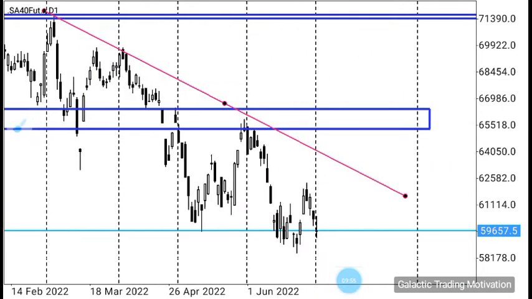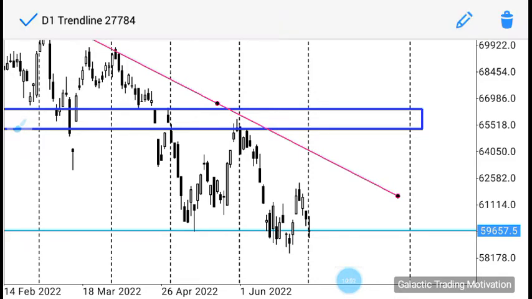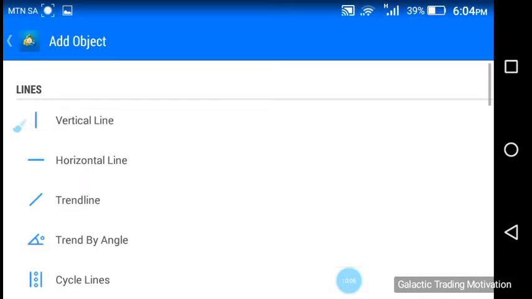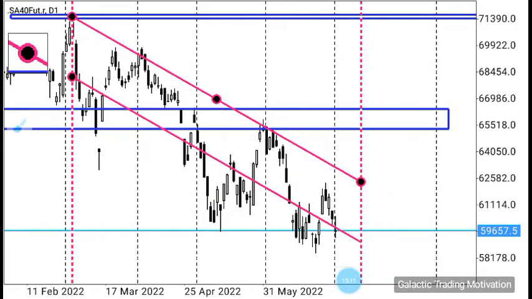Oh, let me just actually add an actual channel, not a trend line. Just bear with me. Let's see, equidistant channel. Okay, edit in this manner.